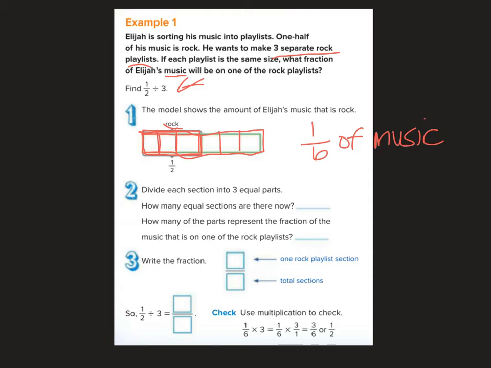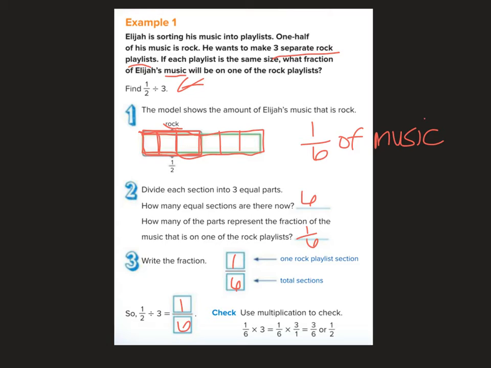Okay, how many equal sections are there now? There are 6 equal sections. How many of the parts represent the fraction in the music that is on one of the rock playlists? 1/6. So 1 rock playlist section, and there are a total of 6 sections in all of his music. So 1/2 divided by 3 is 1/6.